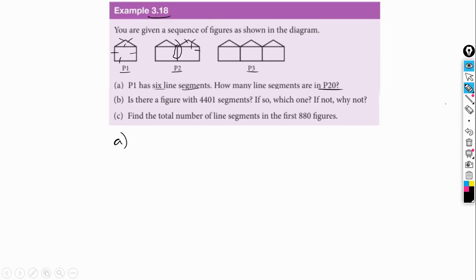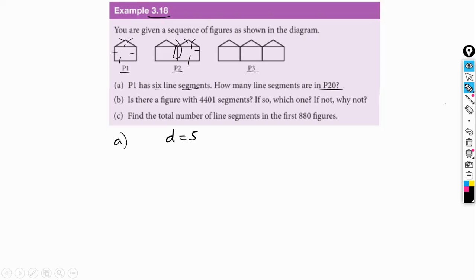1, 2, 3, 4, 5. And the same thing with P3. So that means that the common difference is 5. And this is obviously an arithmetic sequence. So how many line segments are in P20? Well, we would just have to use the formula for an arithmetic sequence.